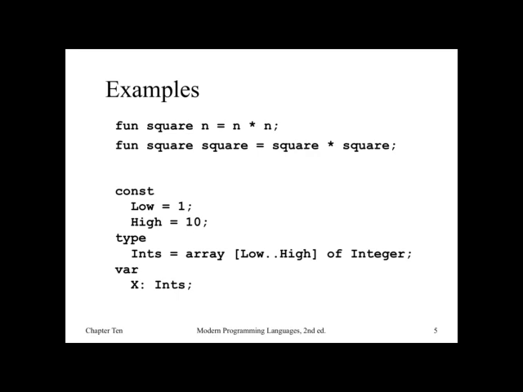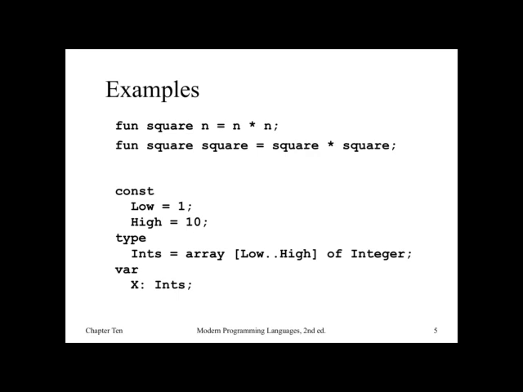So here's an example, right? I could say, again, fun square n equals n times n. But can I do this? Fun square equals square times square. Because I've got a function that I can call square, I've got a parameter that I can call square, and I've got the interior values, which really are the parameter, that are called square. And the real question is, how do I deal with that?